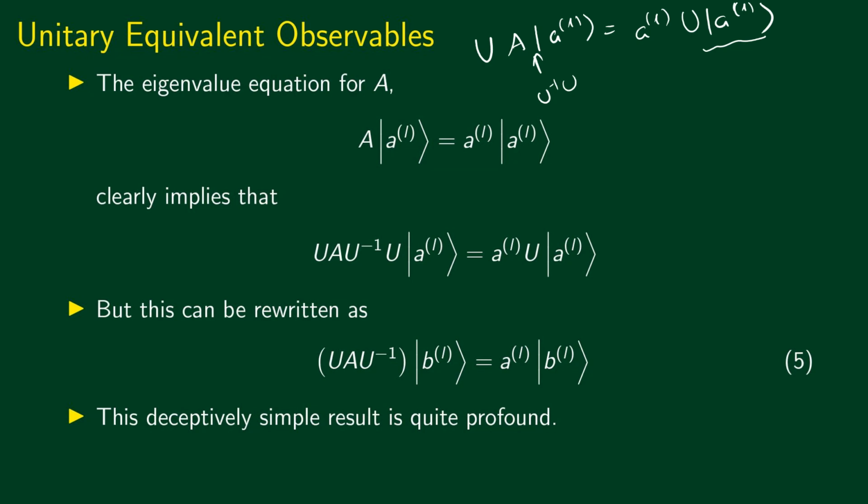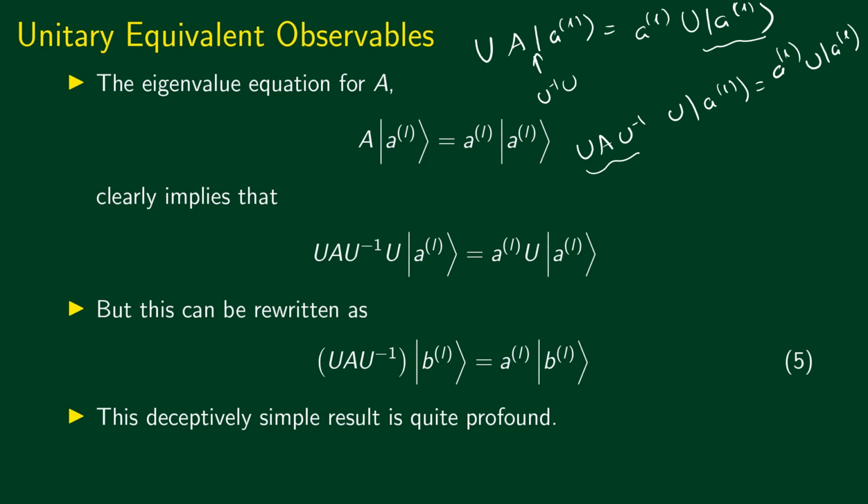There's nothing wrong with writing U inverse U here, because U inverse U is the identity operator. Then this becomes U A U inverse, and then U acting on |a_l> is equal to |b_l>. So we see that this is already in the form of an eigenvalue equation. We have some operator acting on some ket, and you get a number multiplied by the same ket.